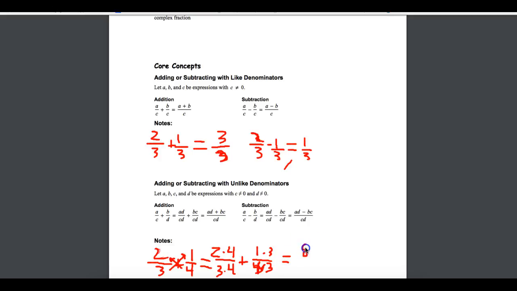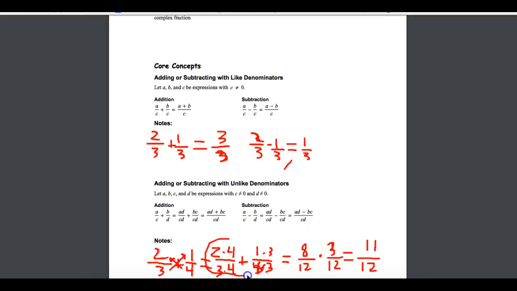So then this ends up being 8/12 plus 3/12. And when we go ahead and combine those, now we have like denominators. This is going to give us 11/12.